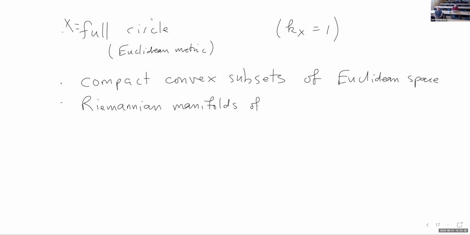Of dimension n bigger than or equal to 3, with the intrinsic metric. So the metric is the shortest distance between paths. All right, why do I need this dimension bigger than 3? Well, there's no restriction on dimension for a compact convex subset of Euclidean space.